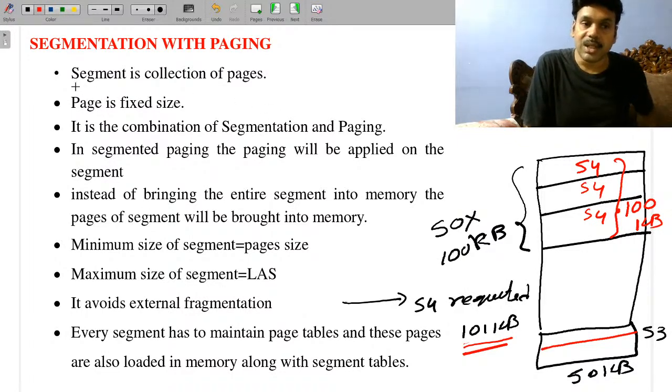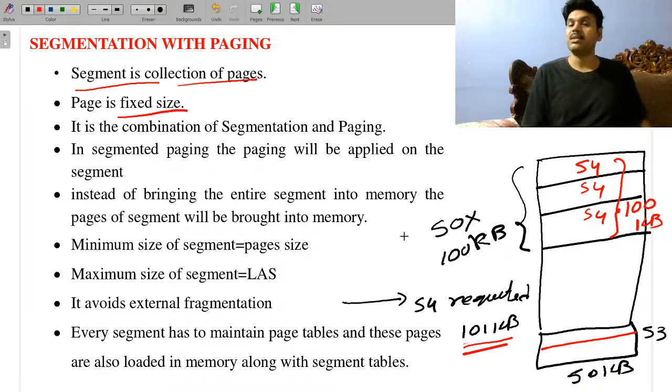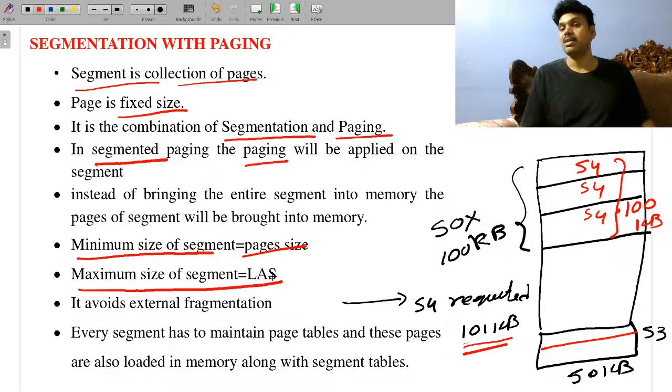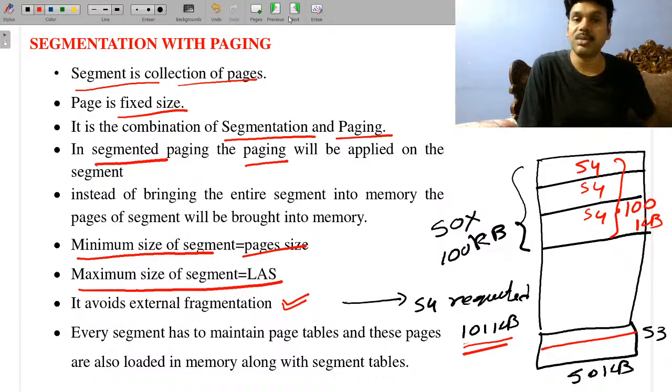So segmentation is nothing but a collection of pages, and a page is a fixed size as we learned. So now it is the combination of segmentation and paging. That means paging is applied on your segments. The minimum segment size is one page and the maximum segment size is your logical address space. It avoids external fragmentation. Okay friends, so how to do it? I will show you. Observe now.